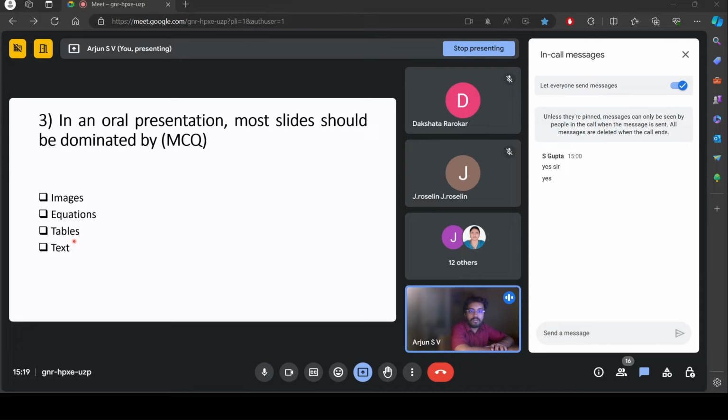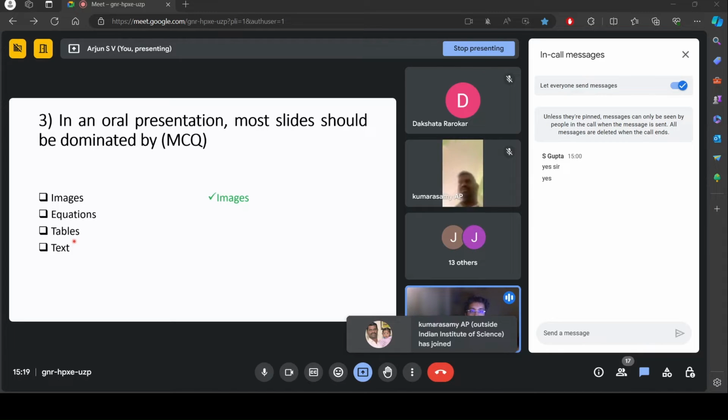And you have to cover all those. Not only do you have to cover the slide within 1 minute, the audience also has to cover the entire contents of the slide in 1 minute. So for that to happen, you must have a lot of images. So images will be the correct answer.